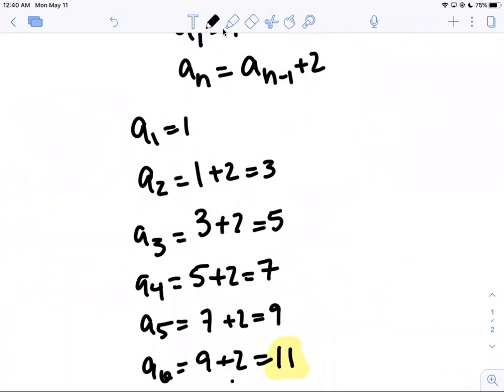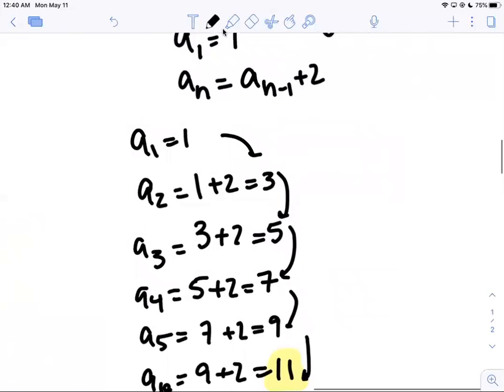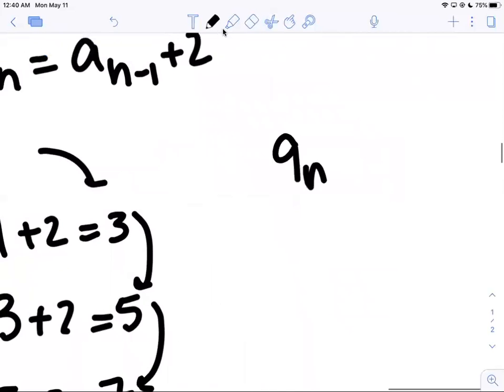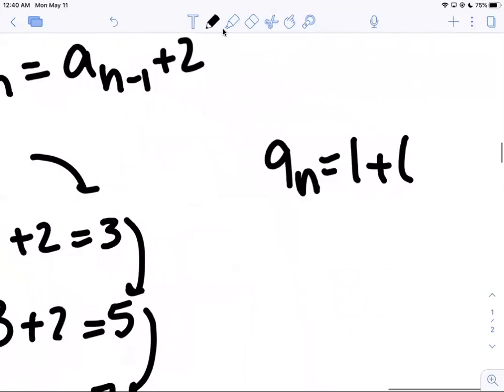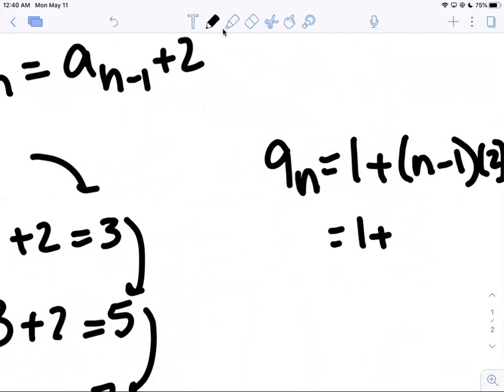I'm adding 2 each time. Add 2, add 2, add 2, add 2, add 2. So my a sub n would equal a sub 1, which we know is 1, plus n minus 1 times 2. So that's 1 plus 2n minus 2, which is 2n minus 1. That's your explicit equation.